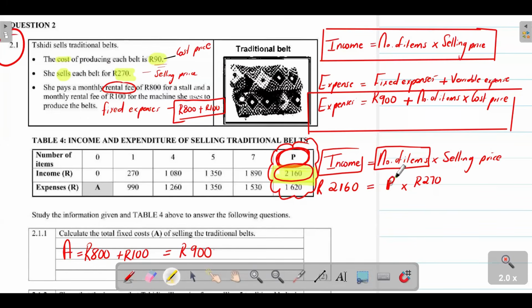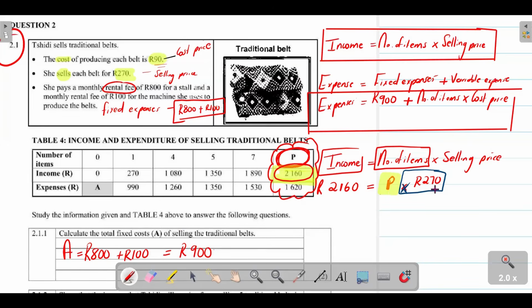I've got this P here. I want this P to be on its own. Do you agree? But you can't say I have to minus the 270, because that basically means that you are adding 270. But are we adding 270 here?